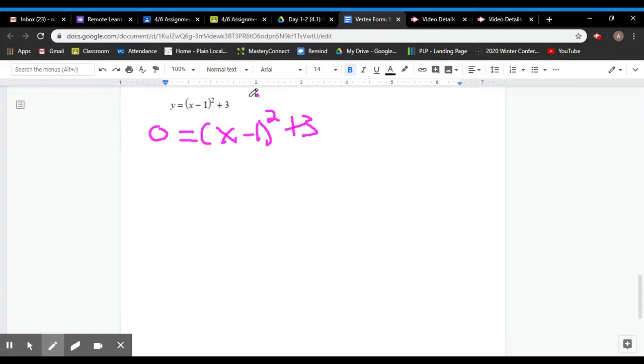And our second step is to get rid of that end number, all right? Or at least move it over to the other side. So to move it over to the other side, you do the opposite. So the opposite of plus 3 is negative 3. So subtract 3 on both sides. So our new equation is negative 3 equals (x minus 1) squared.